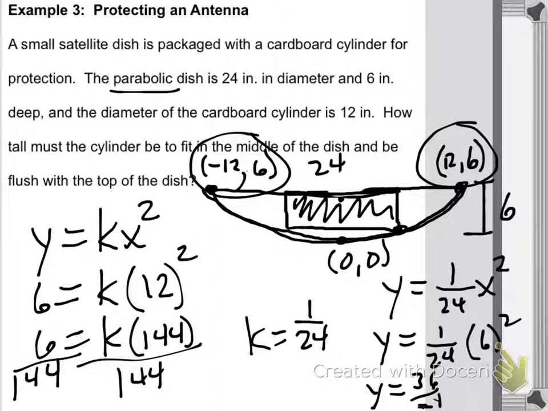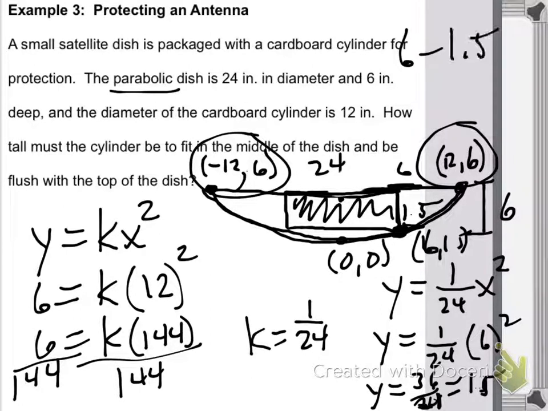36 over 24. Sorry guys, I'm running out of room. I apologize. So this is 1.5. So this point right here is 6, 1.5. So this is at 6, this is at 1.5. So if I want to find out how tall the box is, or the cylinder is, do 6 minus 1.5. It's 4.5 inches.